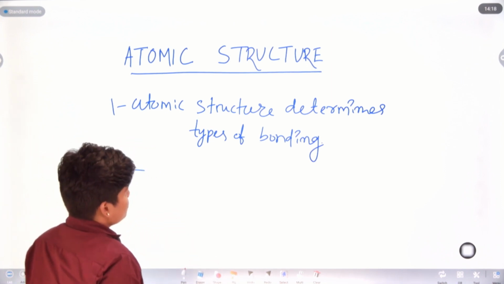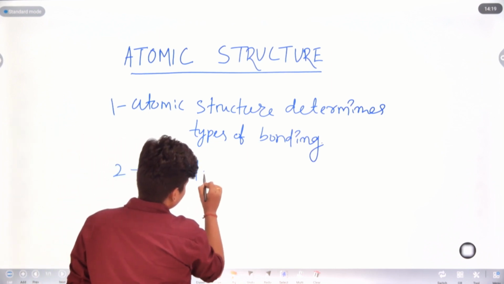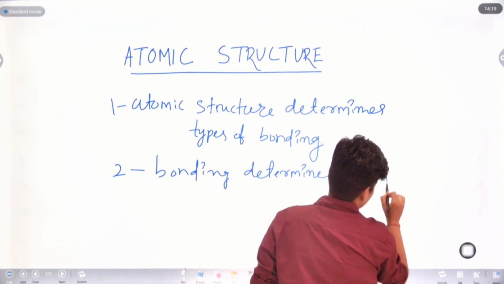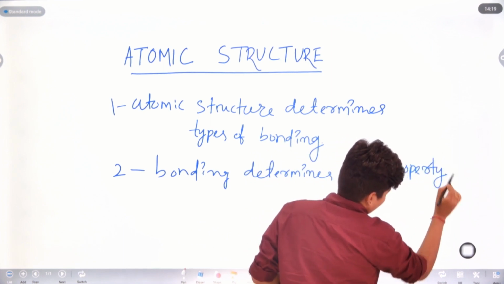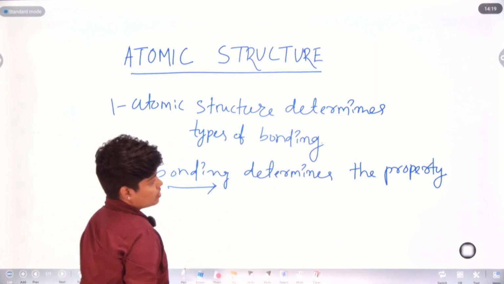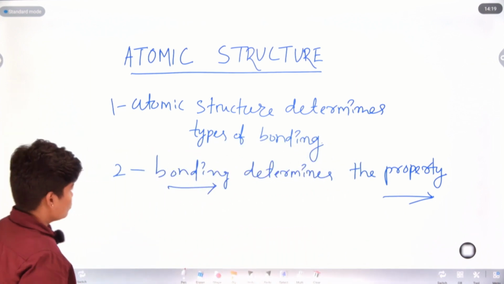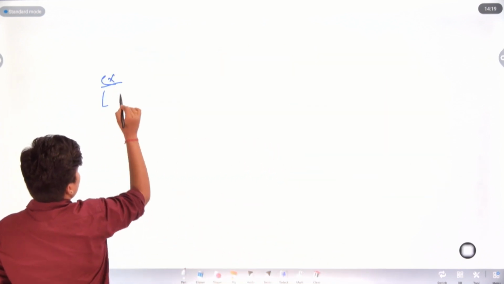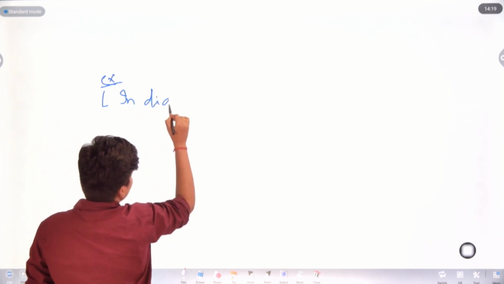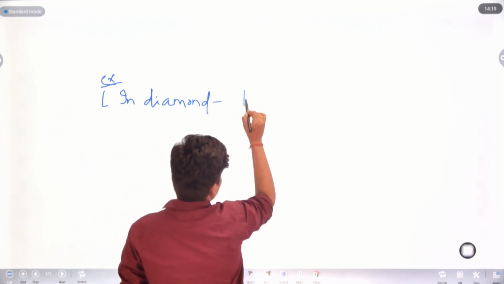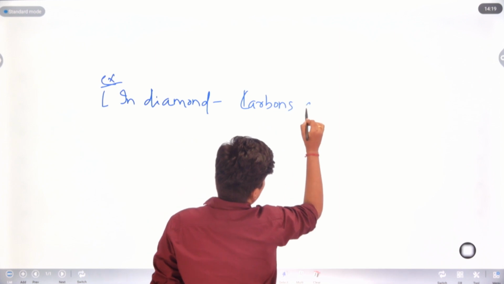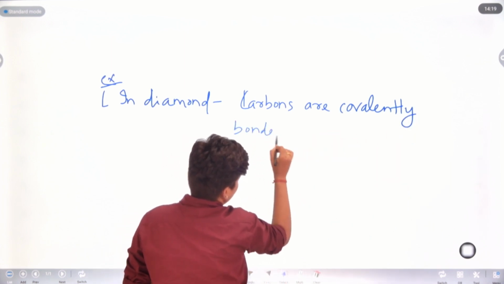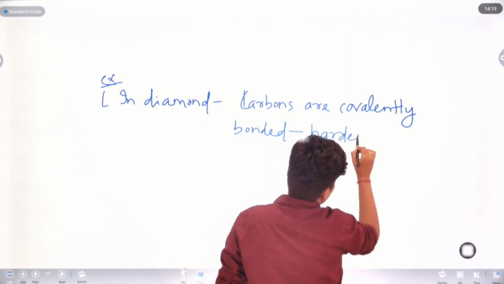So atomic structure determines the type of bonding, and the bonding determines the property. If the bonding of atoms is changed, then the property will change. I have given two examples. One is diamond, in which carbons are covalently bonded, and that's why it is the hardest material, as you know.